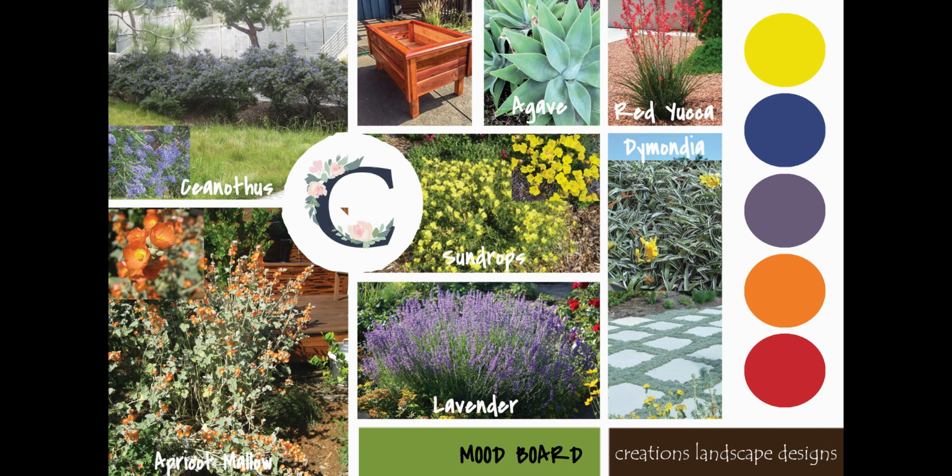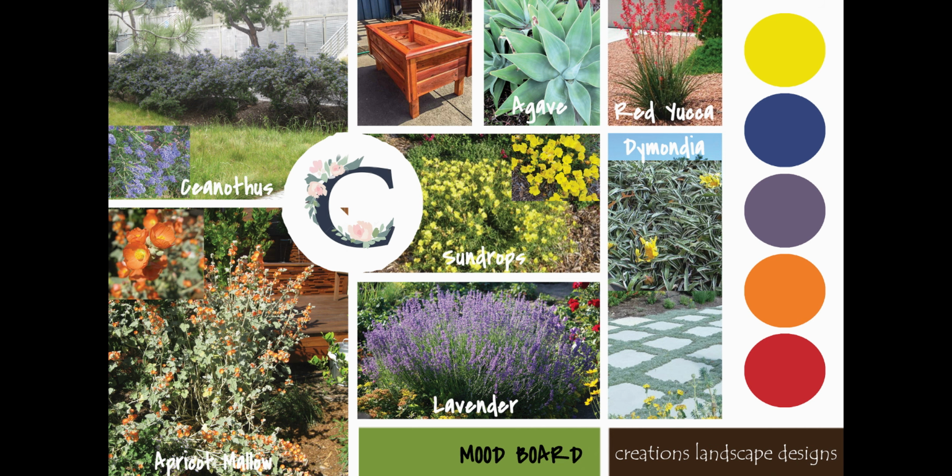Now, this happens to be a planting mood board. And the idea here is to show different plant material that I was proposing. And in this case, I had some lavender, some Calylophus hartwegii, sundrops, red yucca, ceanothus, agave, a raised garden bed, some dymondia as an option in between the poured in place concrete, which we ended up not doing.